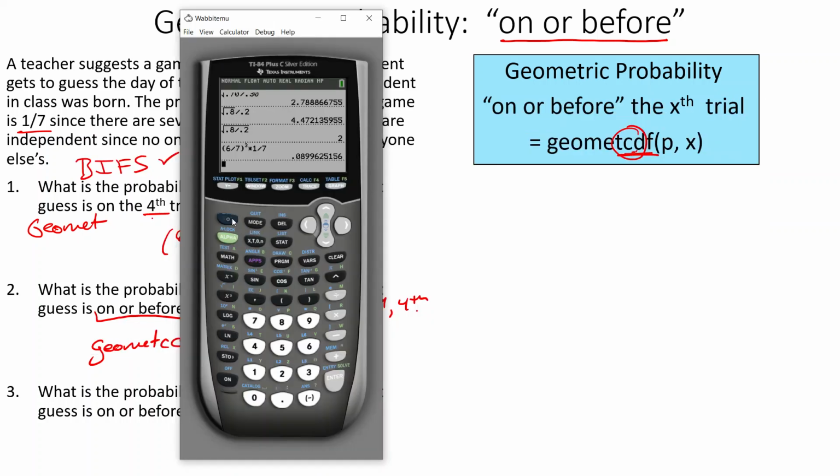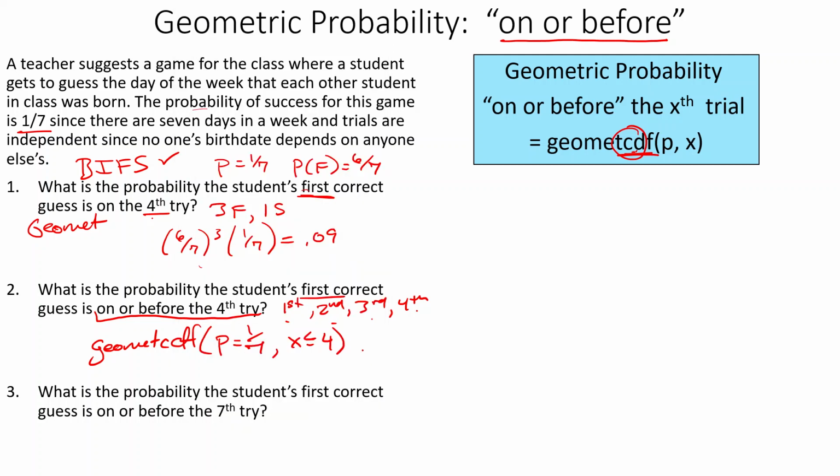So if we go into the second VARS menu, same place as all the probability stuff is, it's the very last one, geometric CDF. Our P is 1/7, 1 divided by 7. Our X value, I believe, was 4, on or before the 4th try, and we get 0.46. There we go.